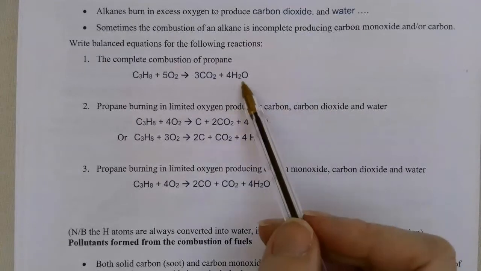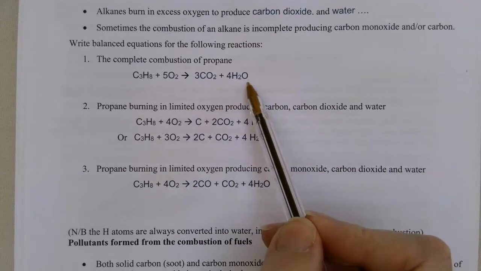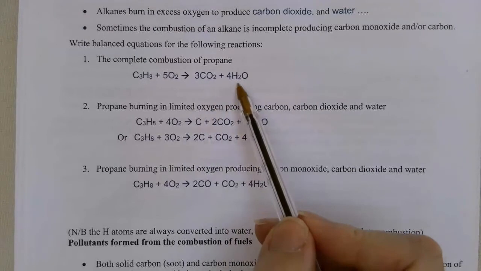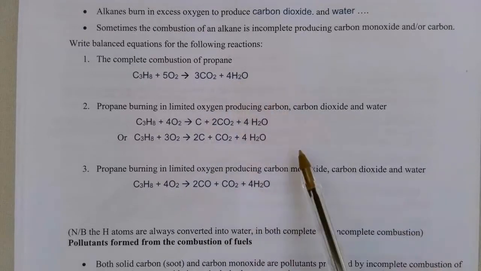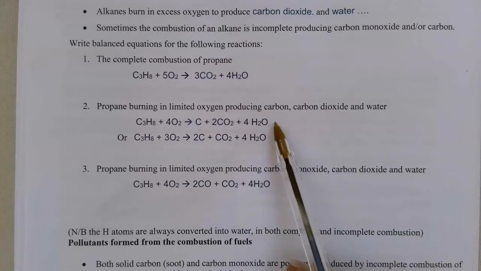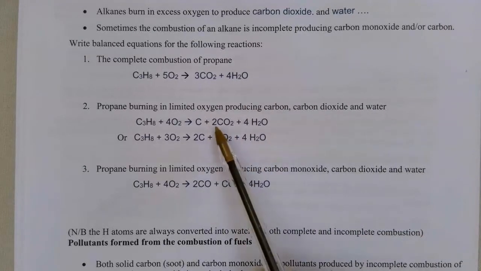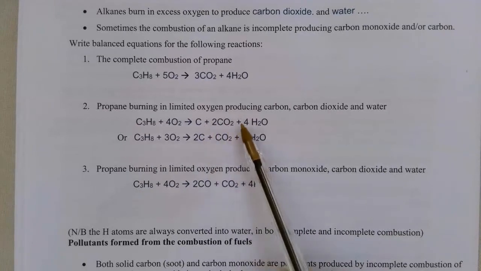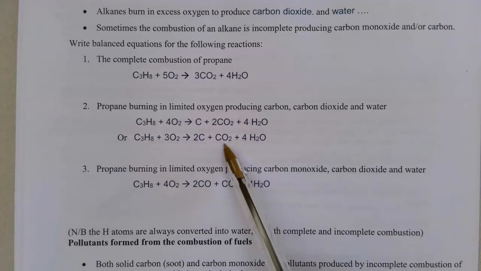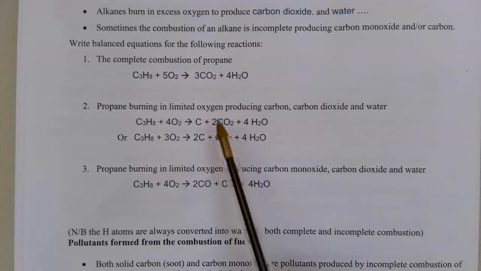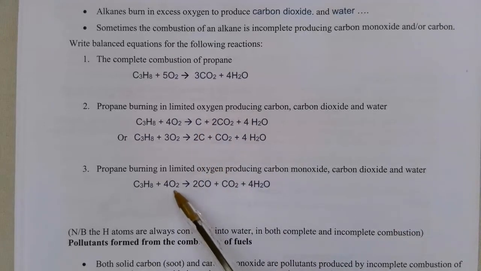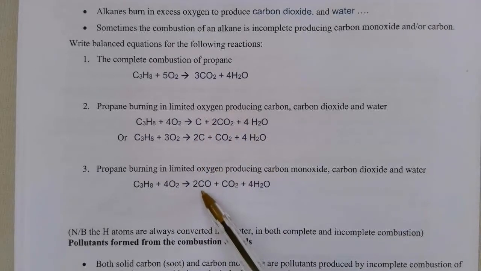So when propane is completely burnt in oxygen, we get carbon dioxide and water. However, it can also be burnt in limited oxygen, and it will produce carbon dioxide and hydrogen, or carbon dioxide and more carbon. Again, it could burn in limited oxygen to produce carbon monoxide alongside the carbon dioxide and the water.